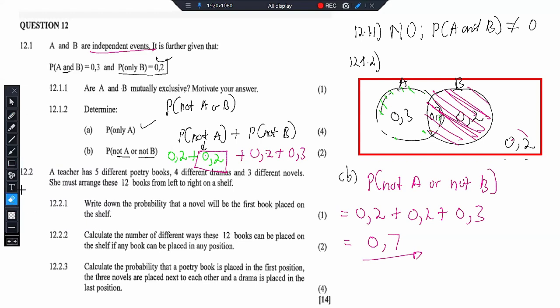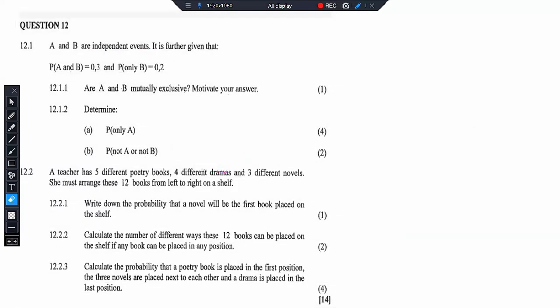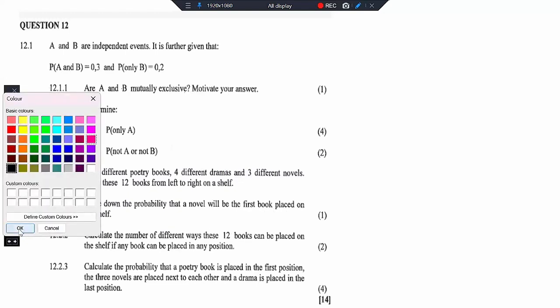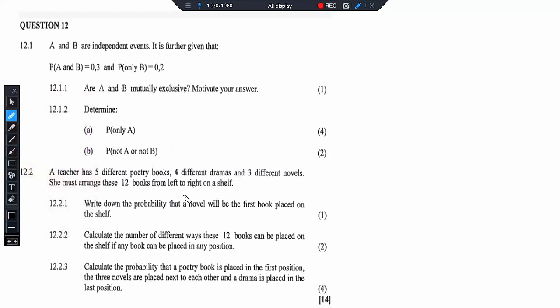Okay, so now let's go to 12.2. So we are now starting with our counting principles. It says a teacher has 5 different poetry books, 4 different dramas, and 3 different novels. She must arrange these 12 books from left to right on a shelf. Then 12.2.1 says write down the probability that a novel will be the first book placed on the shelf.